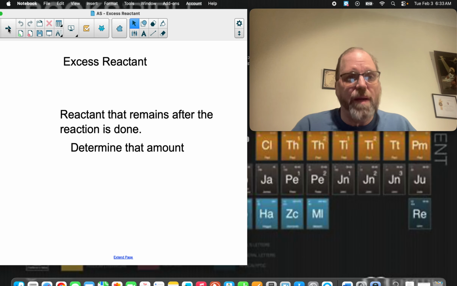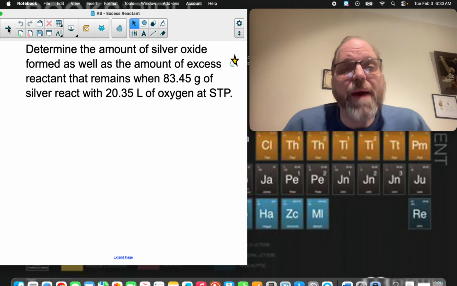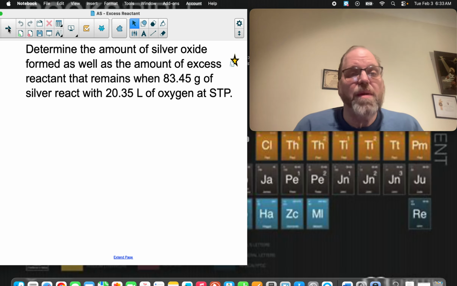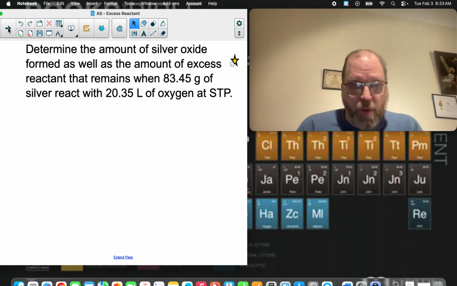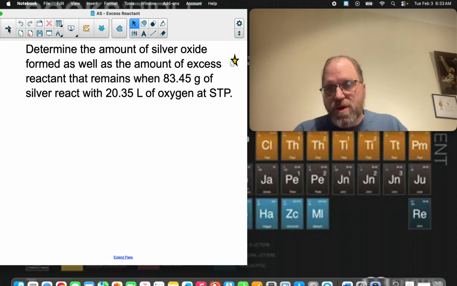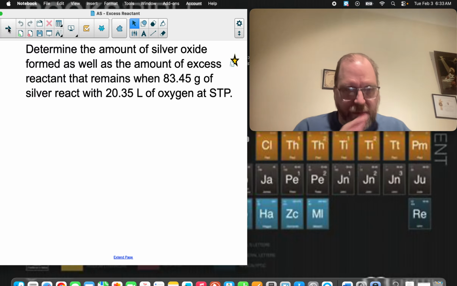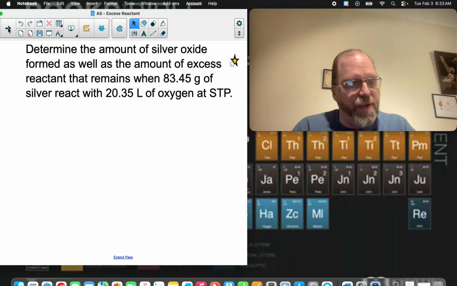So let's take a look at a problem. We're going to determine the amount of silver oxide formed, as well as the amount of excess reactant that remains when 83.45 grams of silver react with 20.35 liters of oxygen at STP. We're not going to do the combined gas law thing here. We'll just keep it nice and simple. I could do both, make it quite interesting, wouldn't it?